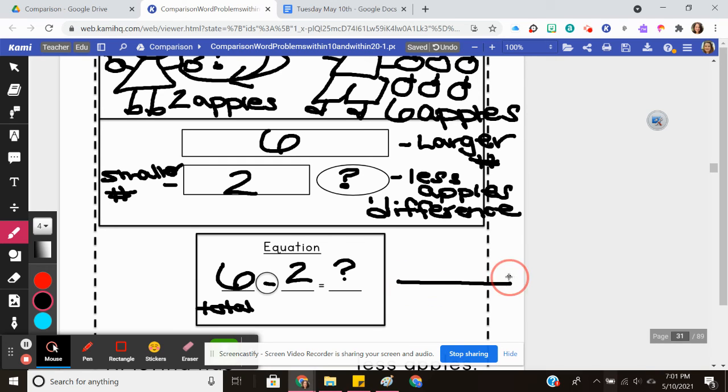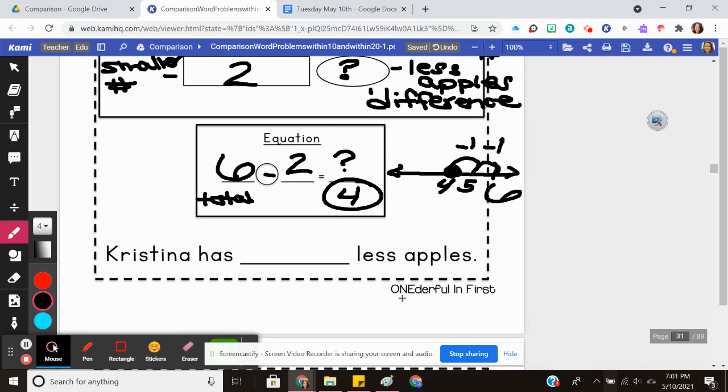Maybe I'll draw a number line, and I'm going to start here at 6, and I'm going to go backwards, 1, 2. So this would be 5, and this would be 4. So -1, -1. So 6 minus 2 is 4. So Christina has 4 less apples.